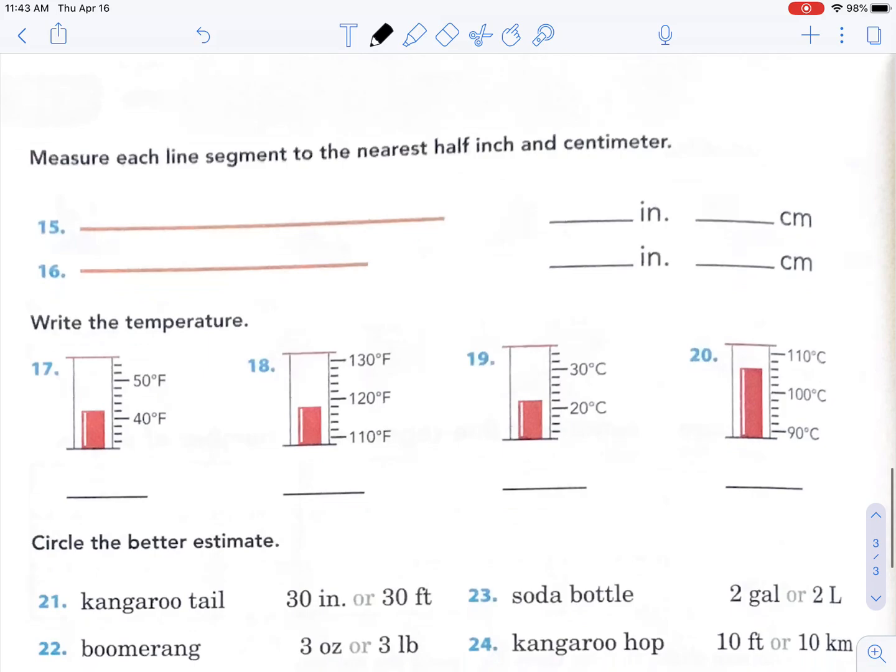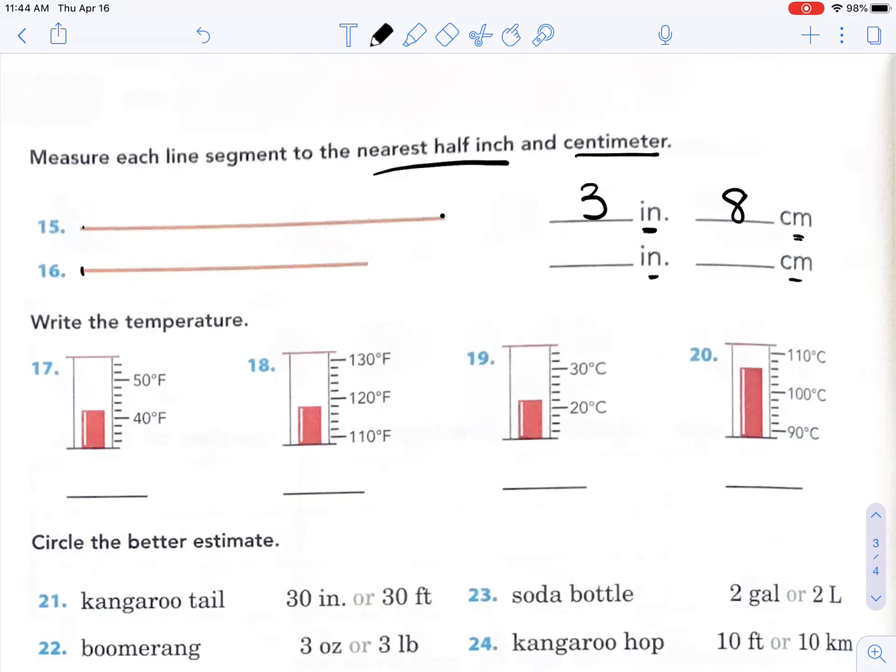It says, measure each line segment to the nearest ½ inch and centimeter. They're already labeled here, inch and centimeter, inch and centimeter. So you got a ruler out. Now, when you're looking at a computer screen, depending on how big your screen is, I can't put a ruler to the screen because it's not going to match your book. So if you used your book and you measured to the nearest ½ inch, rounding up or rounding down to the nearest one, you got about 3 inches and about 8 centimeters.